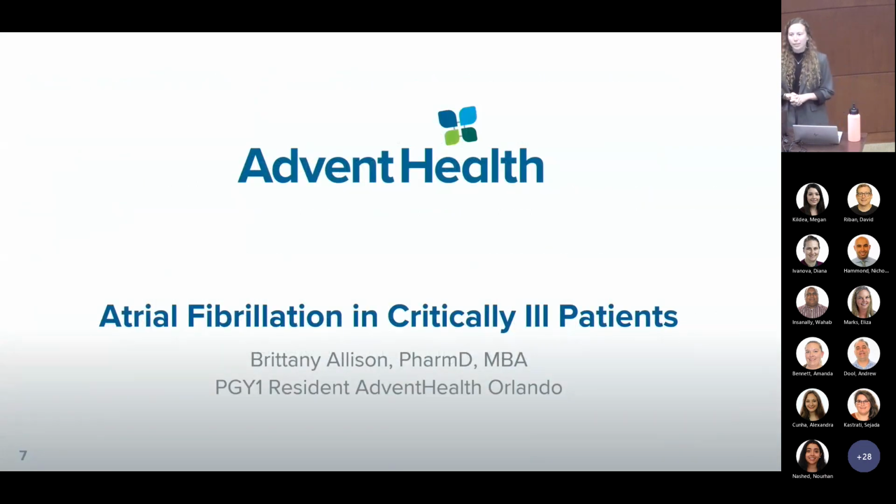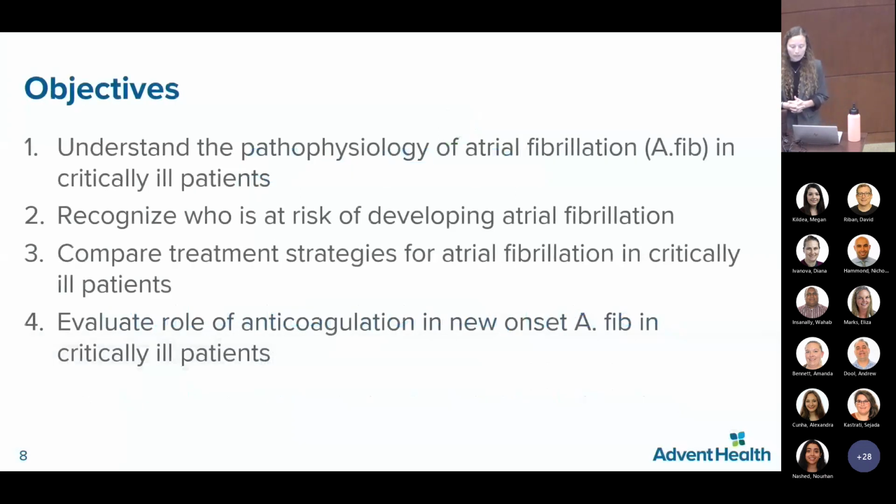Today, I will be discussing atrial fibrillation in critically ill patients. The objectives for this presentation include understanding the pathophysiology of AFib in critically ill patients, being able to recognize who is at risk for AFib, to compare various treatment strategies, and to evaluate the role of anticoagulation in this patient population.